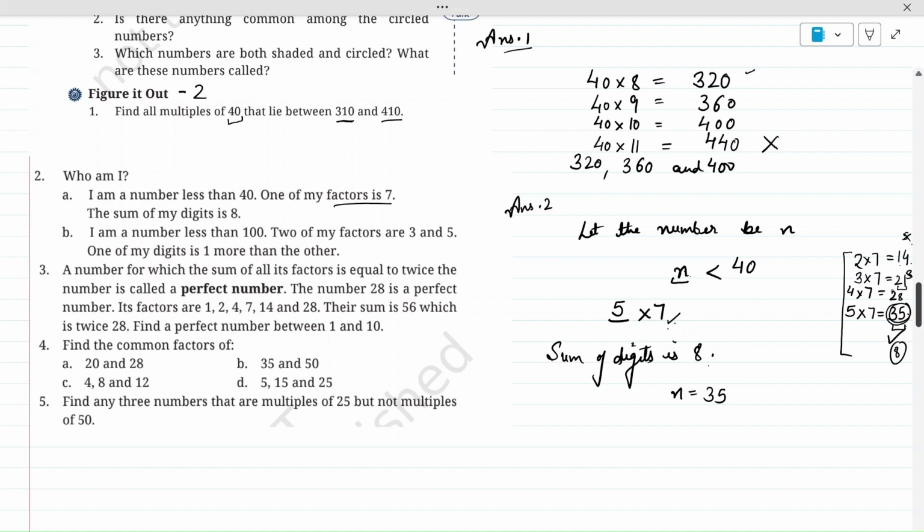With 4, it is giving us 28. The sum is not 8. And then with 5, it is giving us 35. And when we add the two digits of 35, it is giving us 8. So that means the number we were looking for is 35. One factor is 7, which is already given to us, and the second factor we have found out is 5.